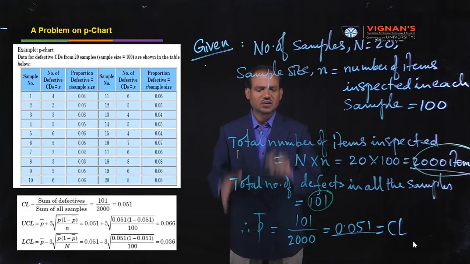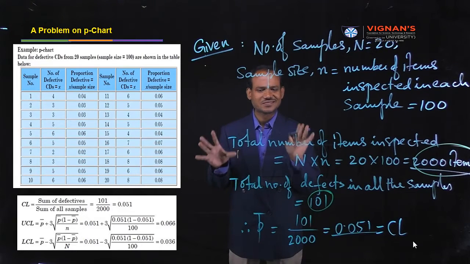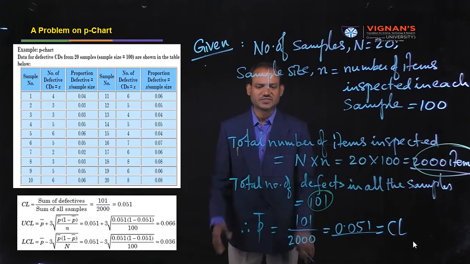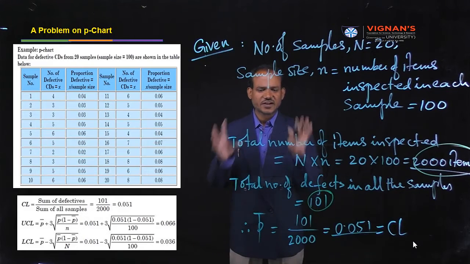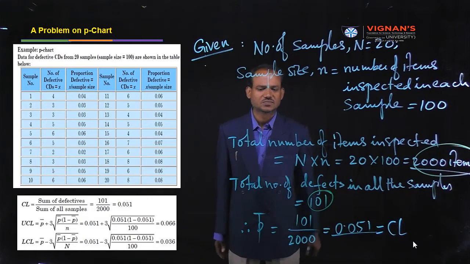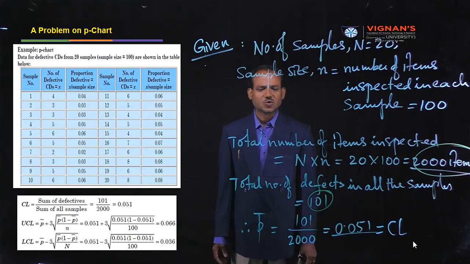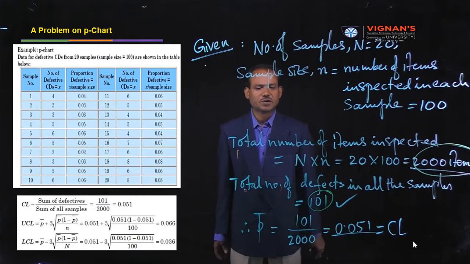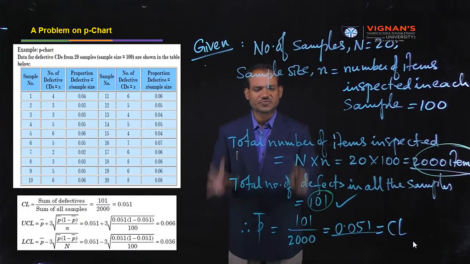From the given table, it is observed that the first column indicates the sample number. How many samples are there? 10 samples. Next, the second column indicates the number of defectives found in each sample. Some number is given. Okay, the total number of defectives found in all the samples is the summation of all the defectives, 101. That we have written here. First calculate P bar. P bar means fraction defectives. How much fraction of defectives are there?